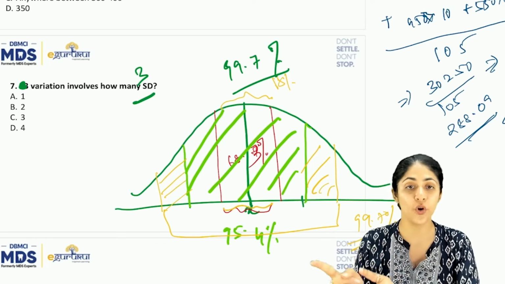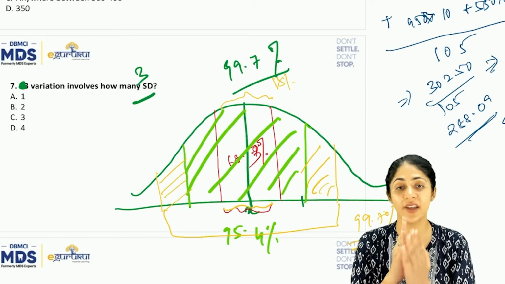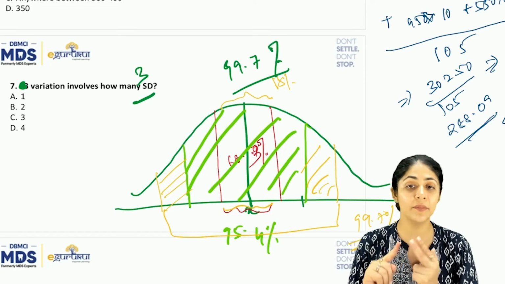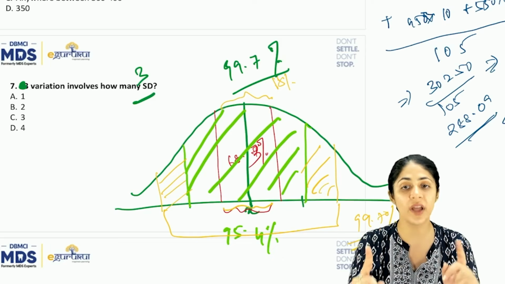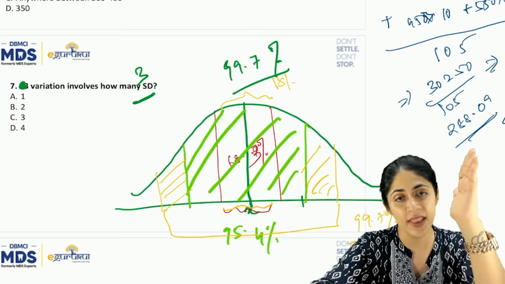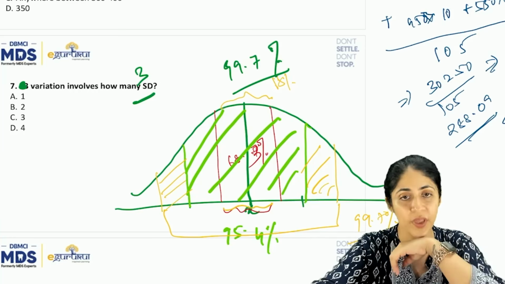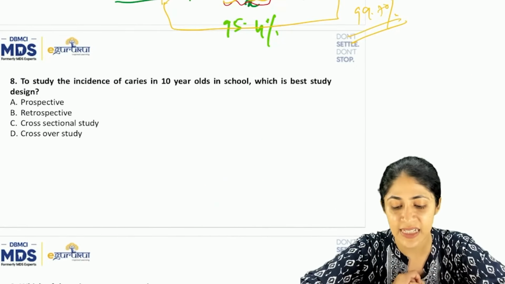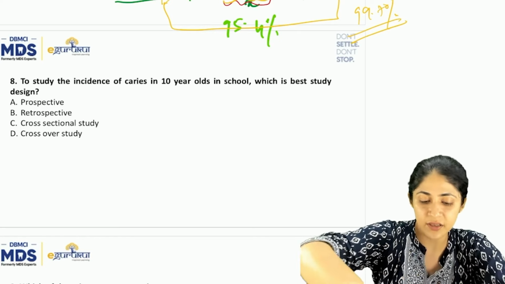In a standard normal curve, all three measures of central tendency, where all the values lie around the midpoint, that is mean, median and mode, all will coincide, because there is only one standard deviation and the mean here is 0. So all three will be 0 and they will coincide. That is about the standard normal curve, which is bell shaped. Now coming to the eighth question, which is to study the incidence of caries in 10-year-olds in school, which is the best study design? The answer here is A.